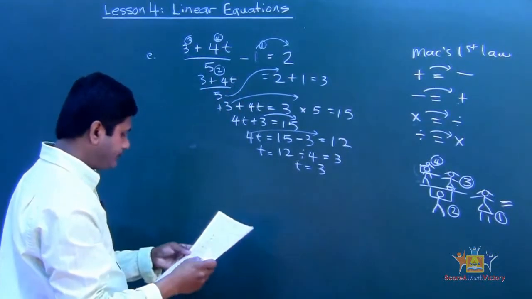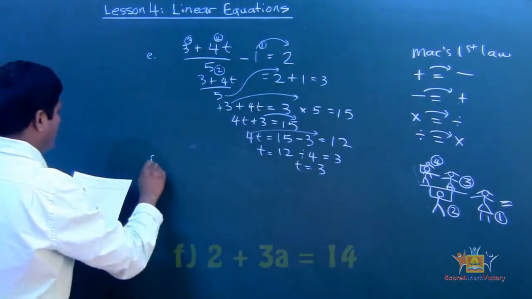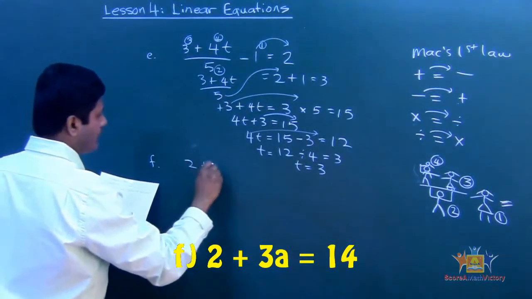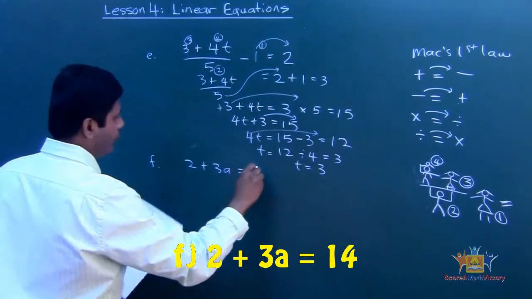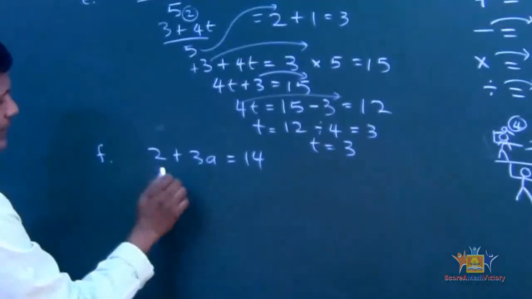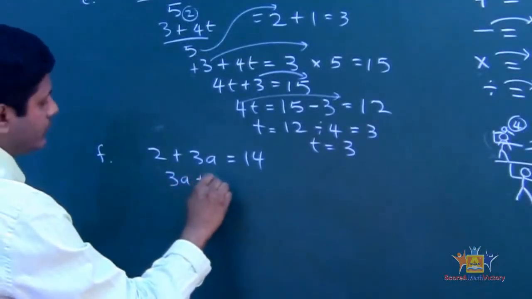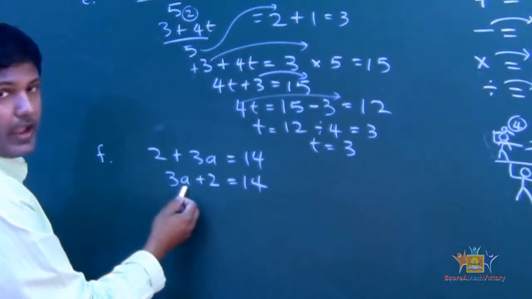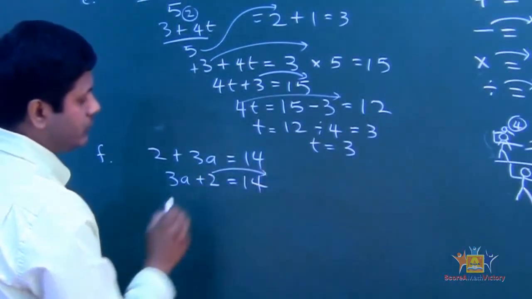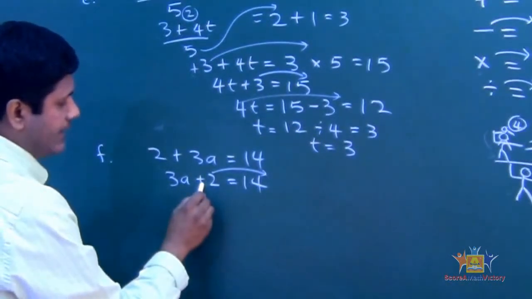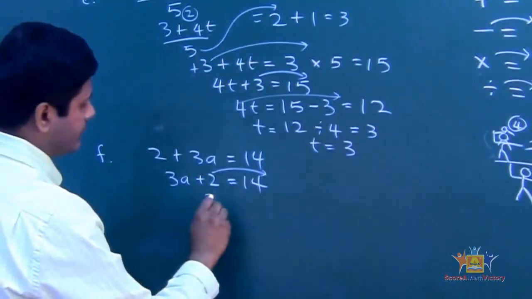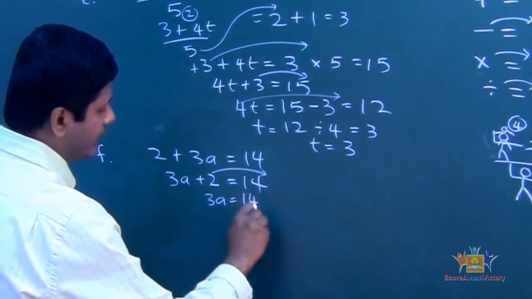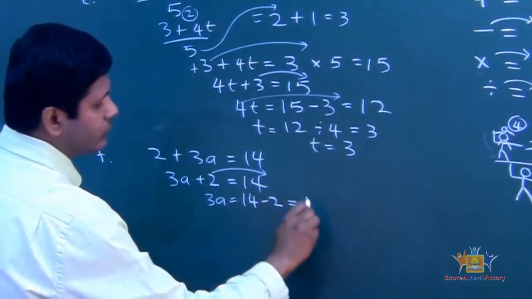Good. Now let's do f. Now f, you're given 2 plus 3a equals to 14. It's that same thing, 3a plus 2 equals to 14. So I'm looking for a. Who got to go first? 2. So 2 cross the bridge. It's addition, cross the bridge becomes subtraction. So 3a equals to 14 minus 2, which is 12.